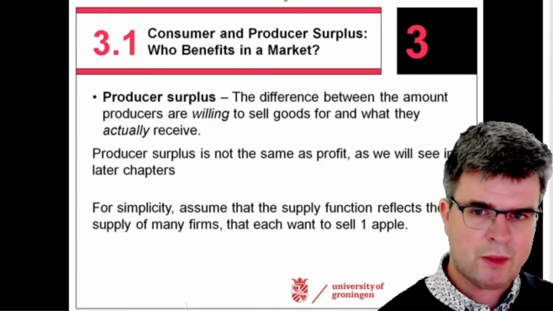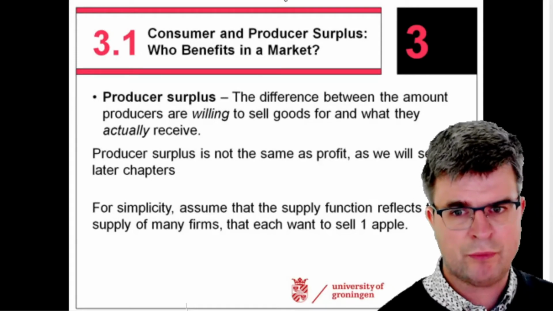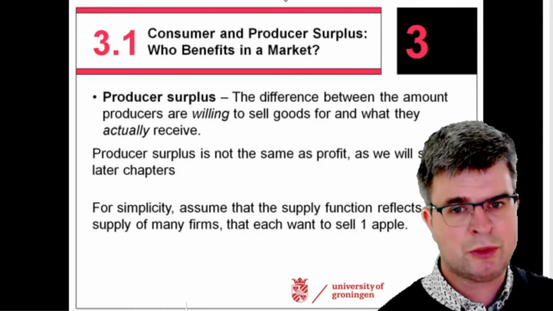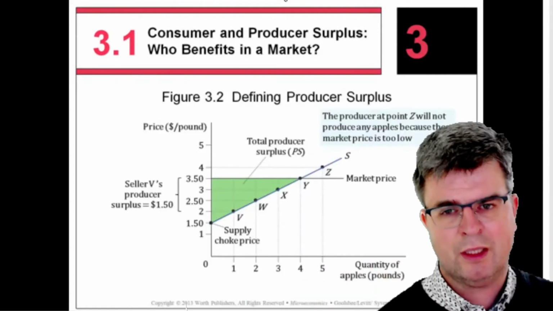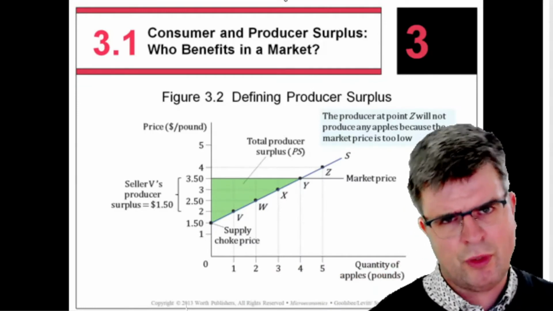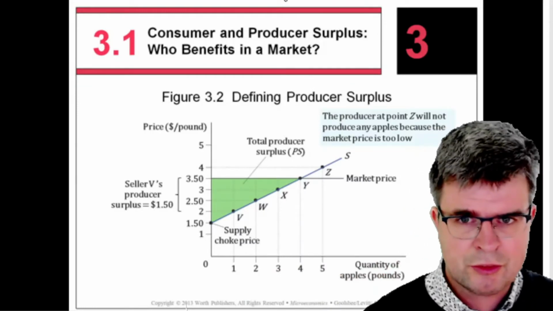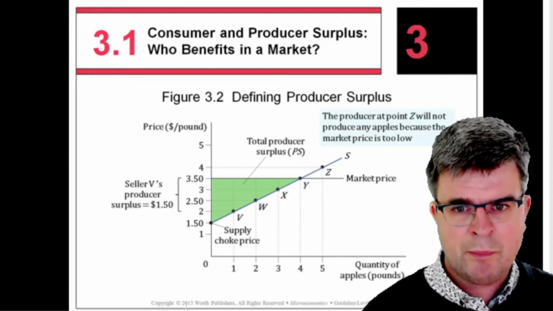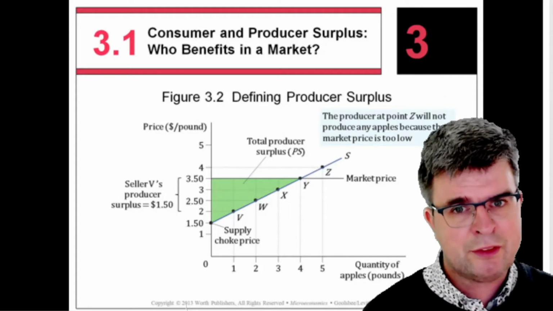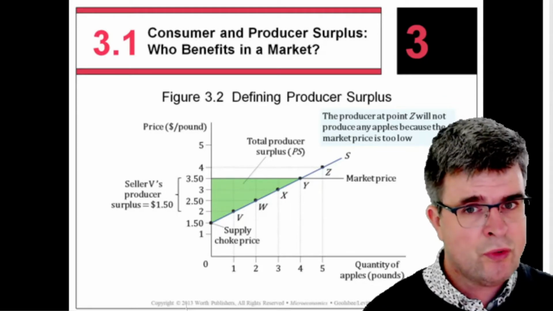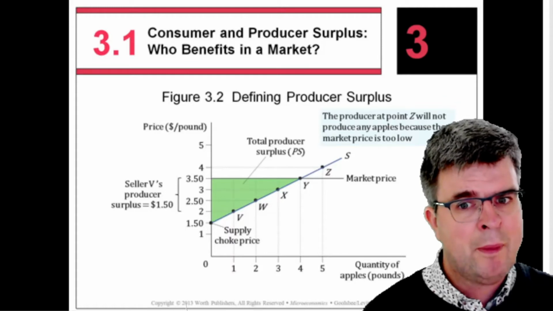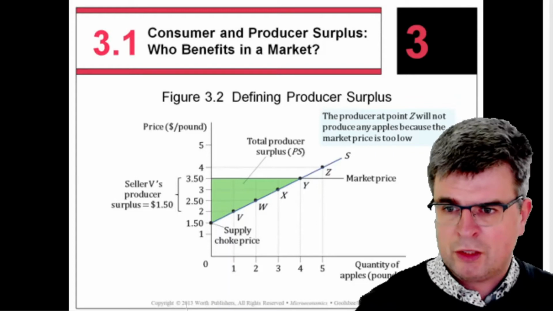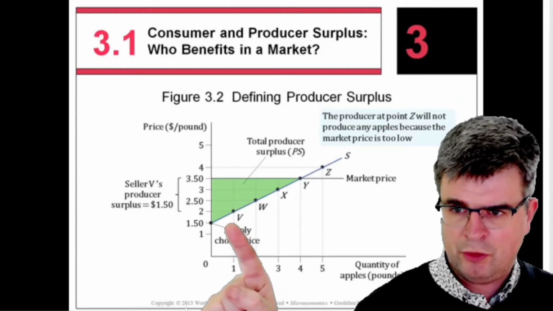So for simplicity, assume that the supply function reflects the supply of many firms and that each firm wants to sell one apple. That's not really realistic, but for expositional reasons, it's a good assumption to make at this point. So the supply function might then look as follows. At a price of $1.50, no firm is willing to sell its apple, but once the price reaches $2, then there's one firm that's willing to supply the apple. So we're at point V over here.